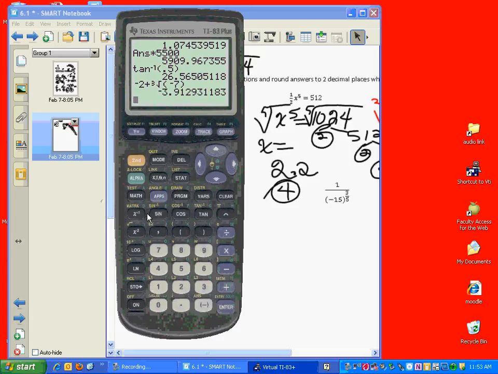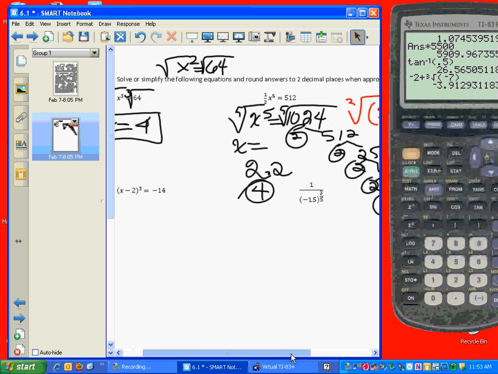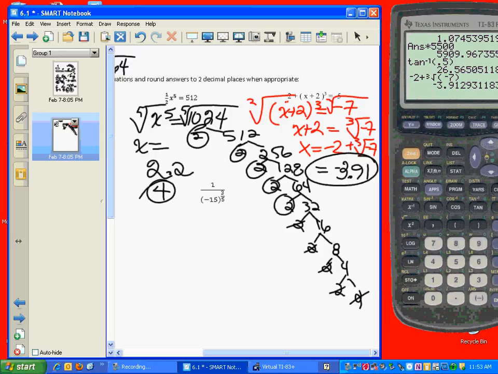So I get negative 3. What it says, round to the nearest who? Hold on. Equals, so that's negative 3.91. Yeah, just take this. You're good? Okay, perfect. Yes? Can we do the very first one?